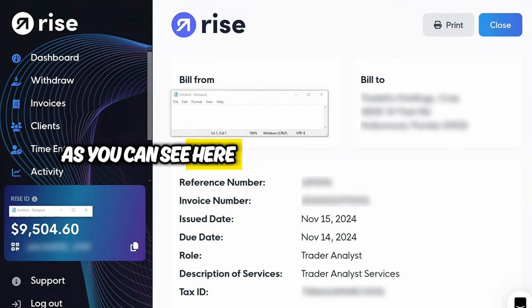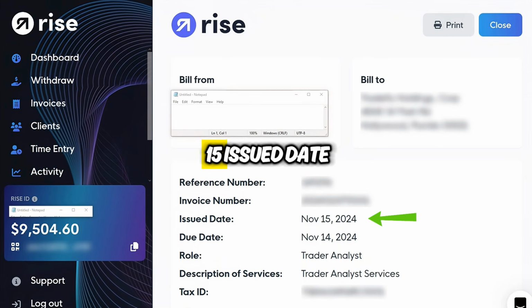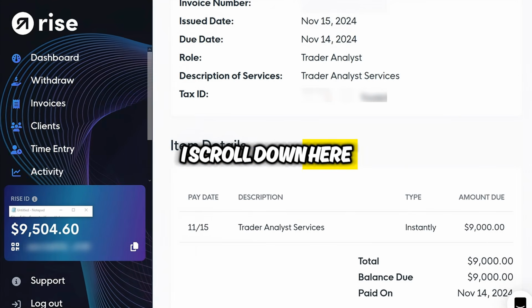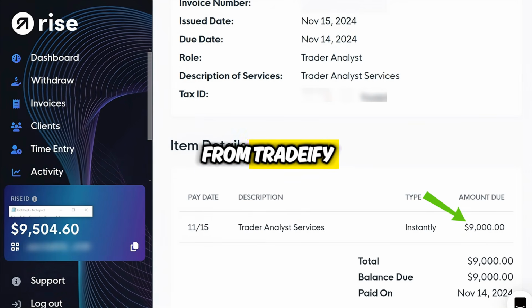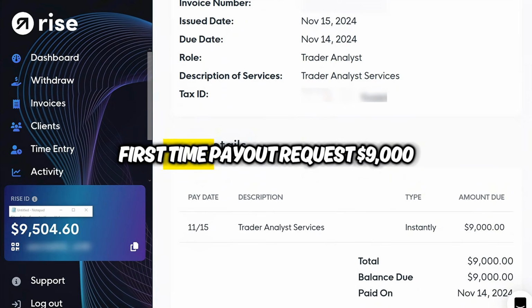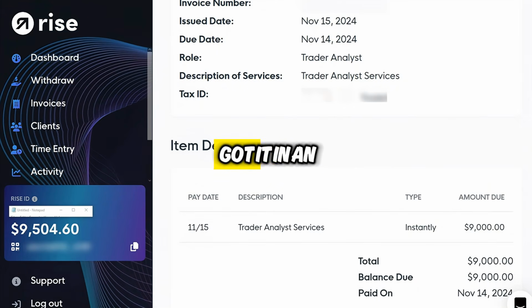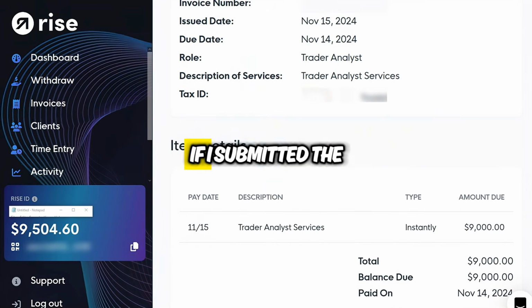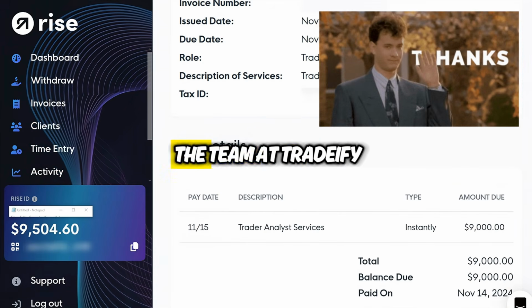As you can see here, Tradeify Holdings Corp, November 15 issue date. I scroll down here and there's the $9,000 from Tradeify. So there you have it, guys. First time payout request, $9,000. Got it in an hour. Could have been earlier if I submitted the master agreement. Thank you, Brett and the team at Tradeify.